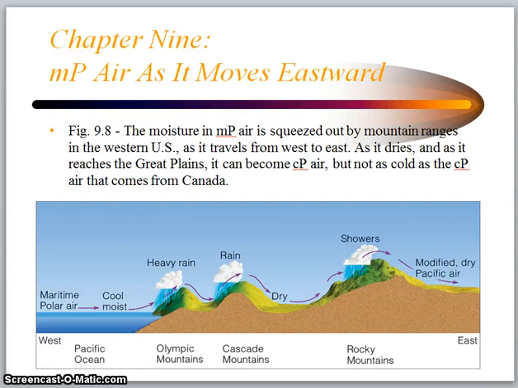As maritime polar air moves eastward across the western United States, the moisture is, of course, squeezed out on the windward side of the mountains, and then it's dry on the leeward side of the mountains. And you can see the schematic there in the northern U.S. with the Olympic Mountains, the Cascades, going across the high desert of Washington and Idaho, then over the Rockies, and then that air gets modified as it goes east of the Rockies and becomes continental polar air, but not nearly as cold as the continental polar air that drops southward from Canada. No question about that.